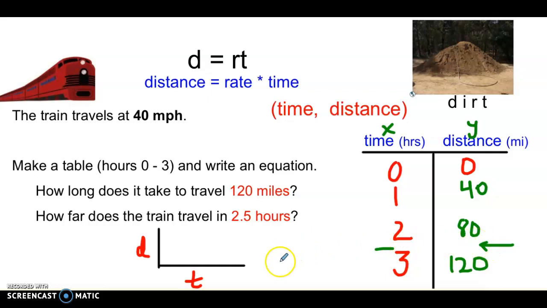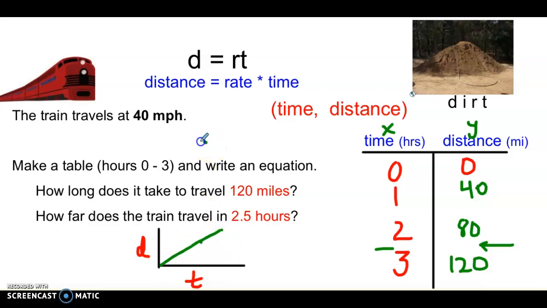And if we wanted to graph that, we would use these ordered pairs starting with 0, 0. Remember, time is your independent variable and distance is your dependent variable. The distance depends on how many hours you're actually moving. So here's 0, 0. Here's 1, 40. Here's 2, 80. And here's 3, 120. So it would make a nice straight line like this.